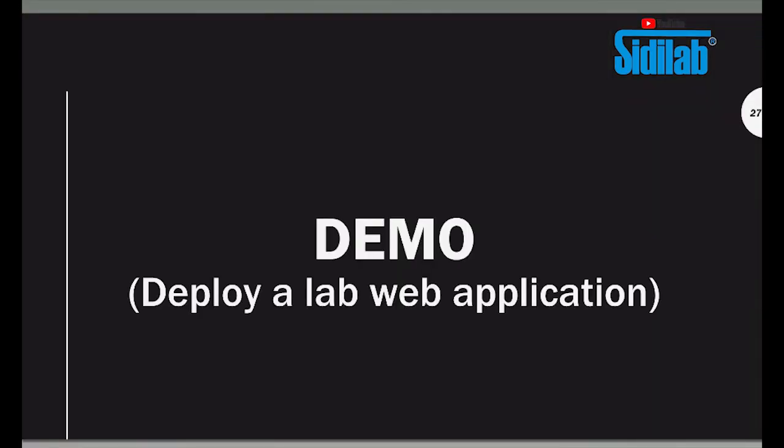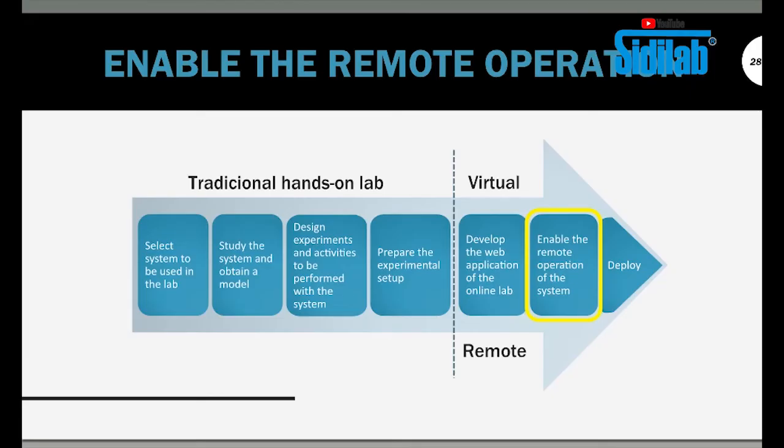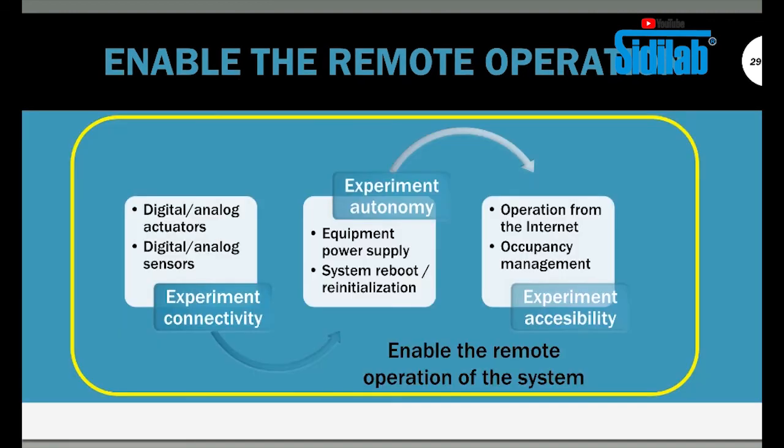And now we are reaching the end of the webinar because we have finally come to the last of the 3 steps, which is enabling the remote operation of your system. But this is still a bit far from the end, actually, because this final step is divided in 3 new steps. Anyway, these are the 3 things that you need to take care of in order to enable the remote operation of a system that you want to use as a remote lab.